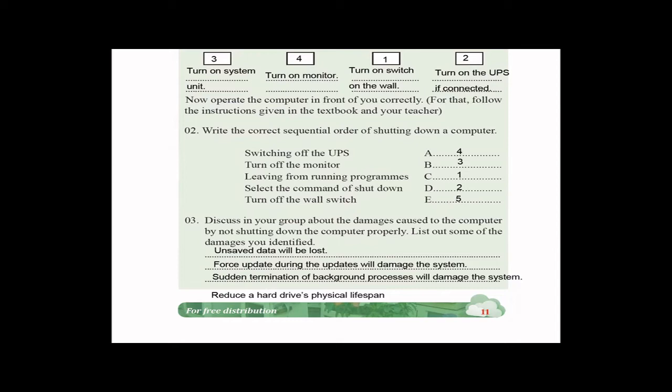And especially, the last one, it reduces the hard drive's physical lifespan. I talked about this while we were doing the textbook also. When the hard drive's head is always moving, right? So if you suddenly switch it off, it is like suddenly interrupting its operations. And if you do this regularly, definitely your hard drives will have a shorter lifespan. Okay.